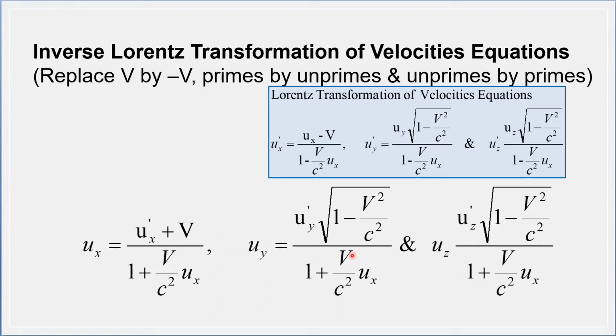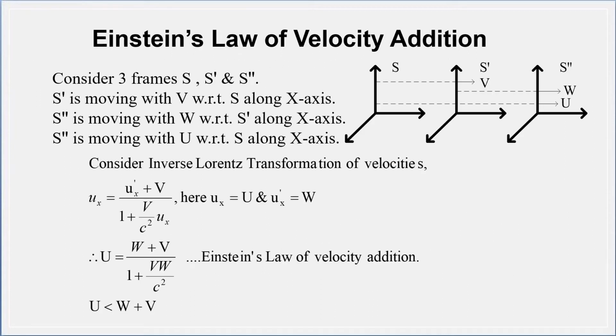Now these are the inverse Lorentz transformation of velocities equations. See, the Lorentz transformation of the velocities, all those equations we had found in order to get what is called Einstein's law of velocity addition. In Einstein's law of velocity addition, there are three frames. See, first frame S, second frame S dash, third frame S double dash.